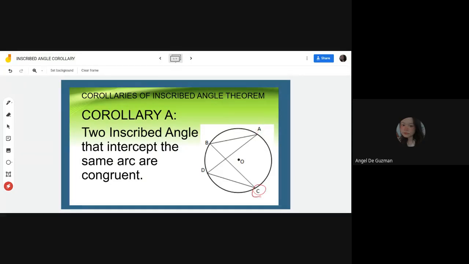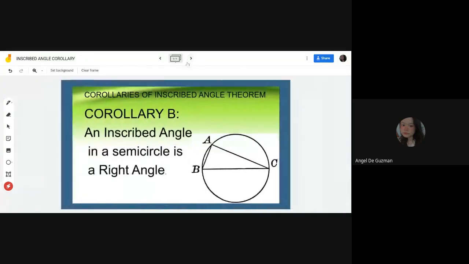Okay, next, corollary B: an inscribed angle in a semicircle is a right angle. So we all know that the measure of a semicircle is 180 degrees. So, madali lang to kasi sa inscribed angle nga, i-divide lang natin sa 2 yung measure ni intercepted arc para makuha yung measure ni inscribed angle. So, 180 divided by 2 is equal to 90 degrees. So, we can prove that an inscribed angle in a semicircle is a right angle because it measures 90 degrees.